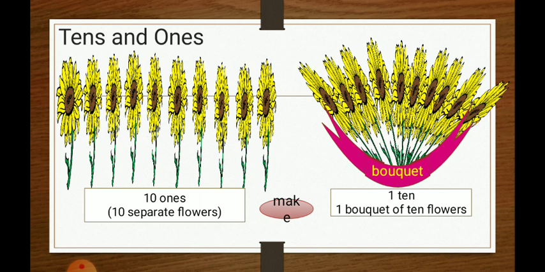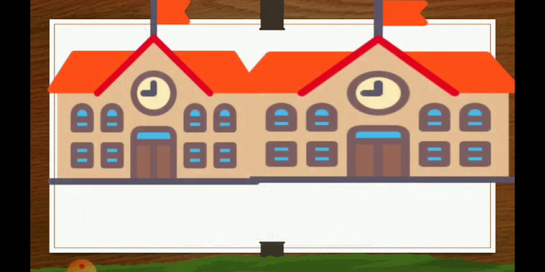So it is called a 1 ten. What can we say? One bouquet of 10 flowers is called a 1 ten. And 10 separate flowers are called 10 ones. So 10 ones make 1 ten. When we join 10 separate things, we make a ten, a group of 10. Understand? Now we will see another example also. 10 ones make 1 ten. Do you understand? Now see another example.